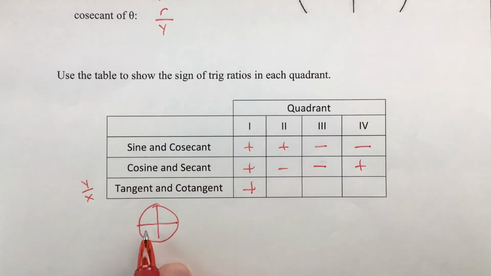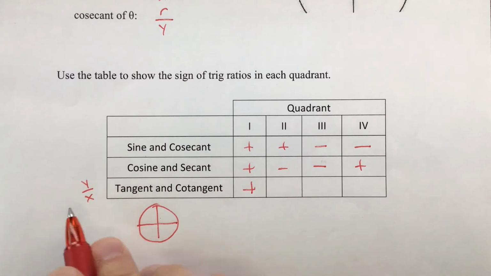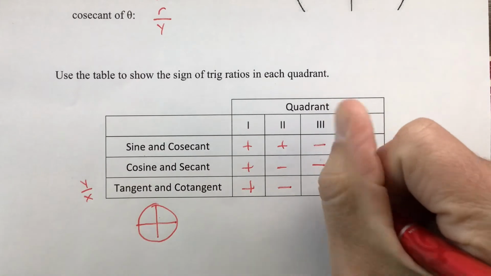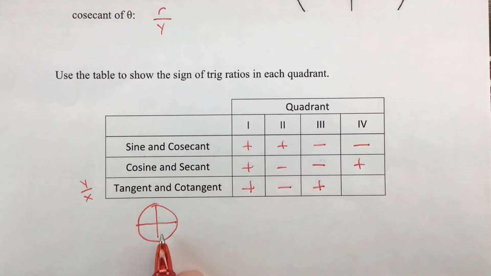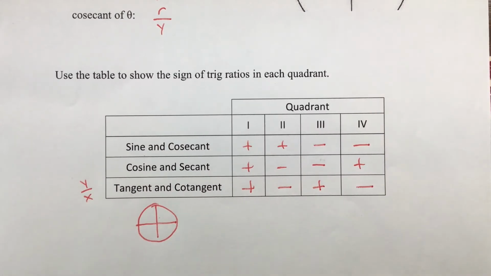In quadrant 2, you get negative x's but positive y's. So if you have a positive number divided by a negative number, you get a negative. Quadrant 3, you have negative x's and negative y's. If both of these are negatives, they're going to cancel out and give you a positive. Quadrant 4, positive x's, negative y's. You have a mismatch. That would give you a negative.